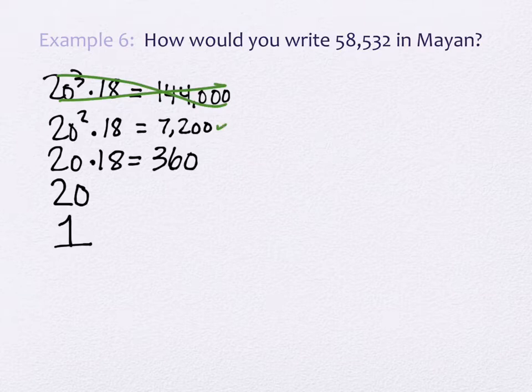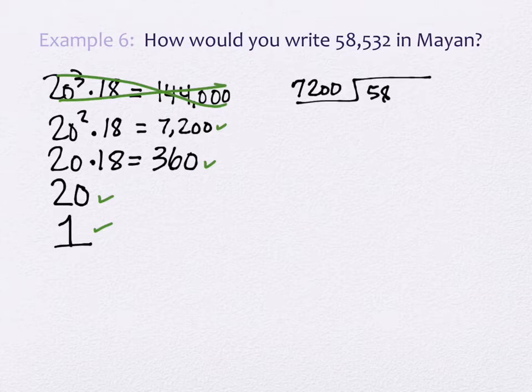Now these 4 numbers then, we're going to use in that division algorithm. Did I show you one of them like that last time? Yeah, I did in Babylonian, right? So it's going to look like the Babylonian one that we did on the video. So you start with the biggest one that you can divide by. That's 7,200. So we're going to divide 7,200 into our 58,532.